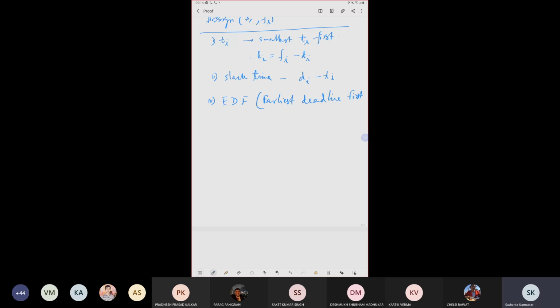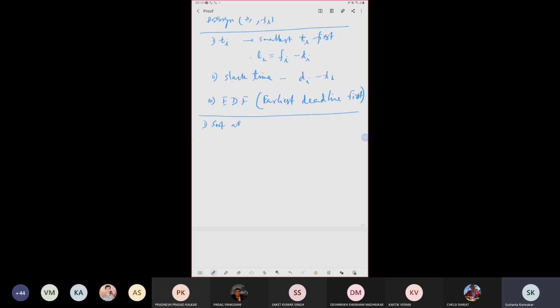So what is this heuristic? Basically, you will see all the jobs based on their deadlines, okay? And then you will schedule them one after another based on smallest deadline first. So I'm just writing the algorithm. Roughly, the algorithm is like this.